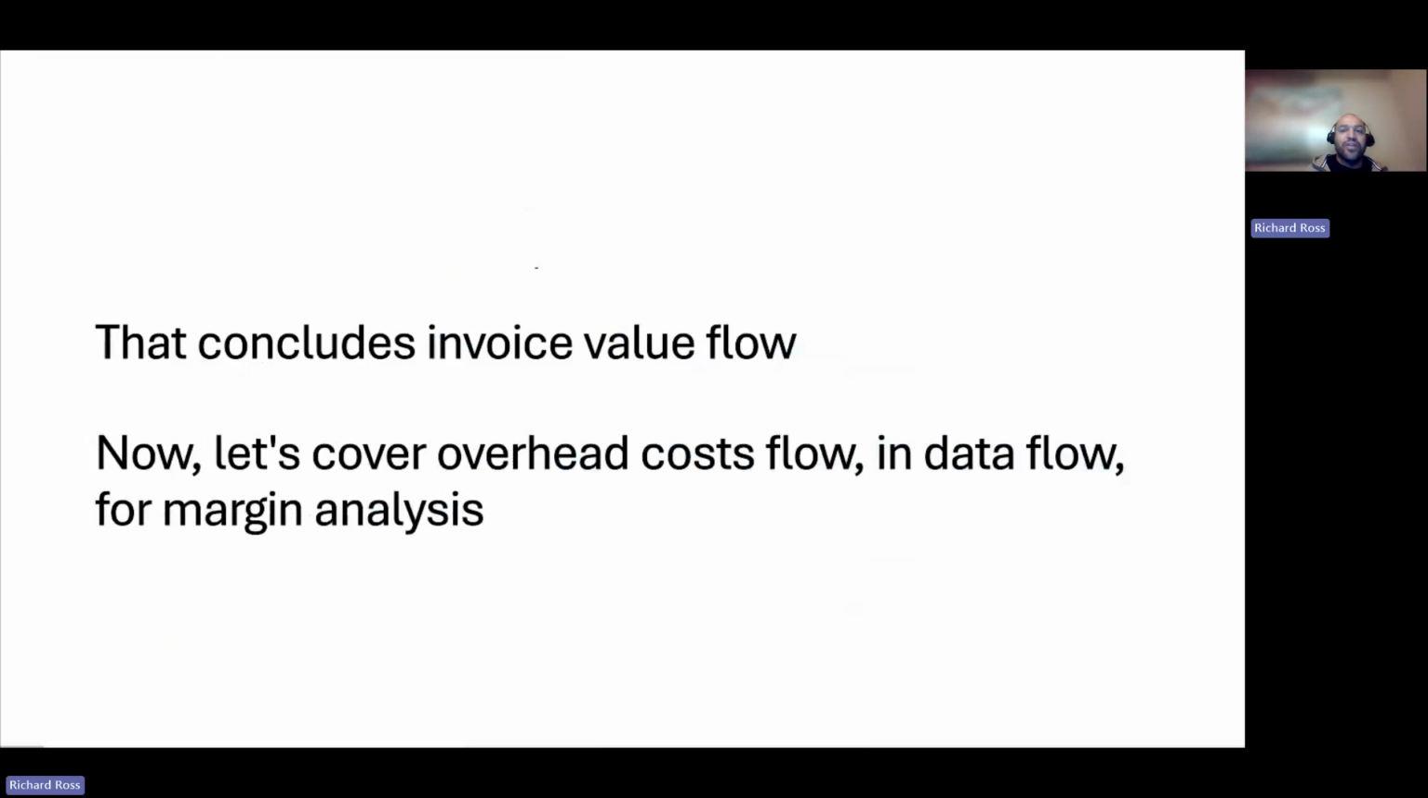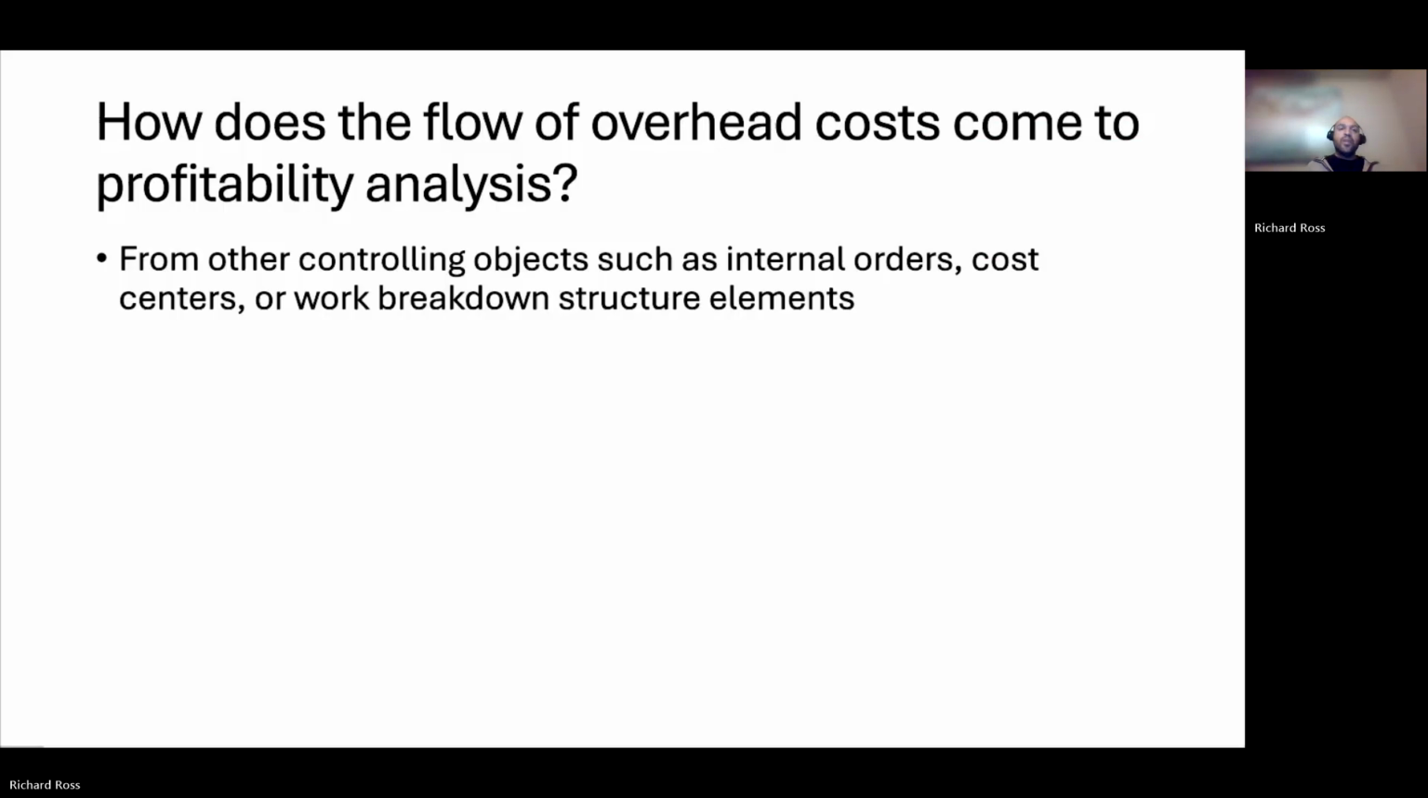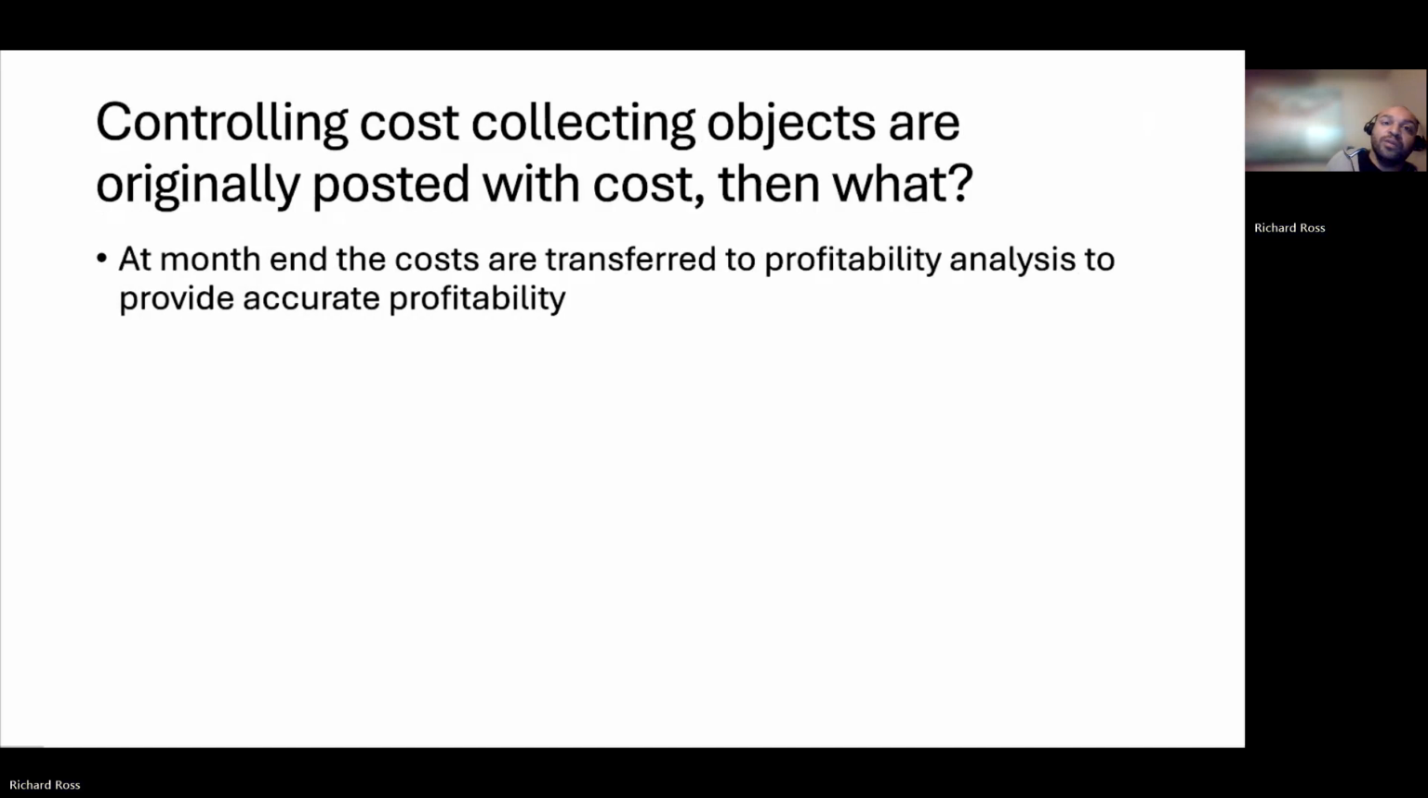That concludes invoice value flow. Now let's cover overhead cost flow in data flow for margin analysis. Overhead costs flow. How does the flow of overhead costs come to profitability analysis? From other controlling objects such as internal orders, cost centers, or work breakdown structure elements.